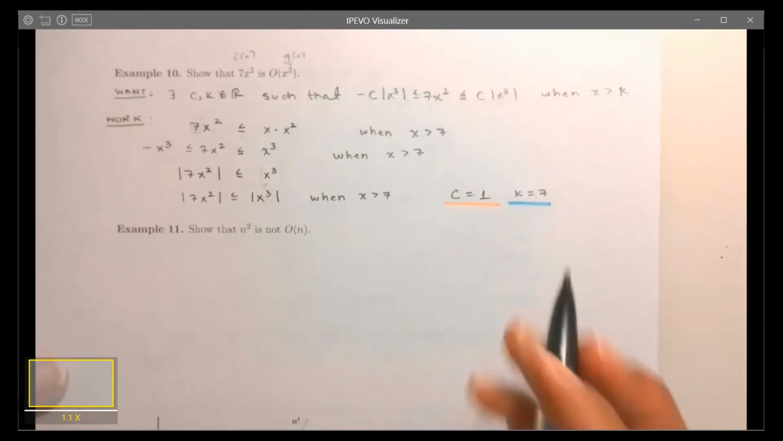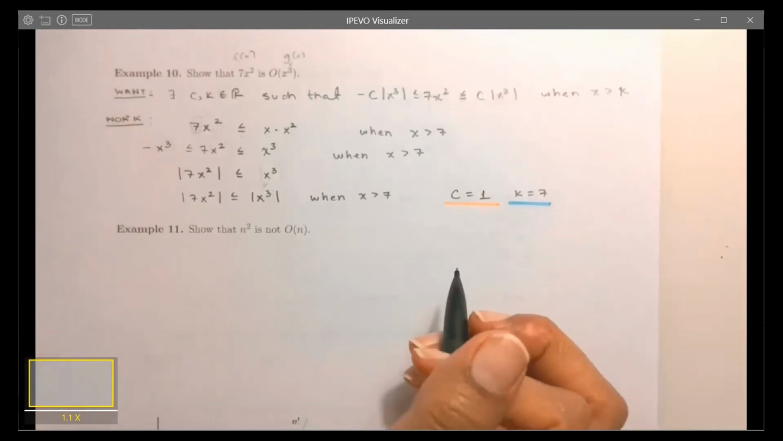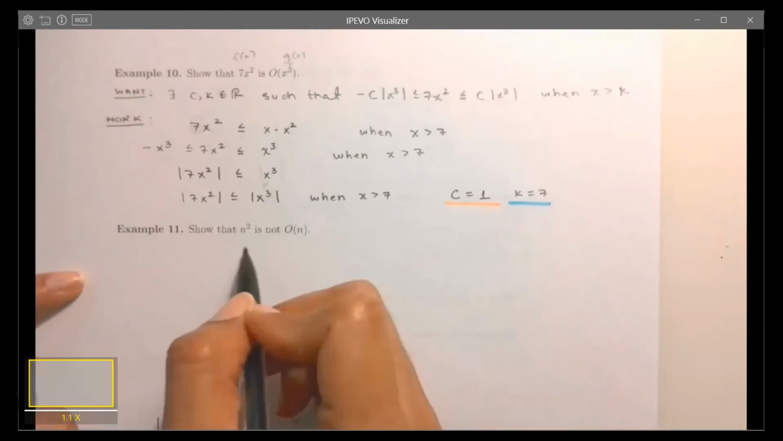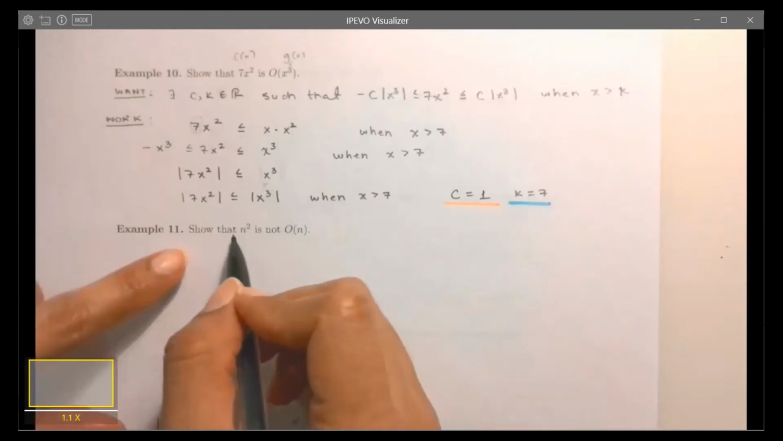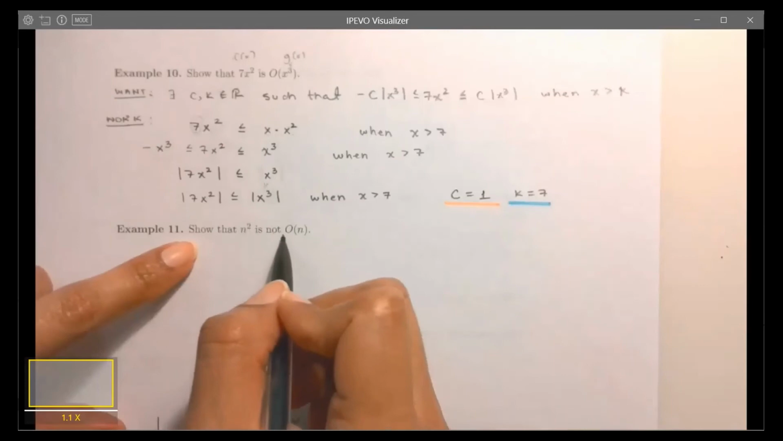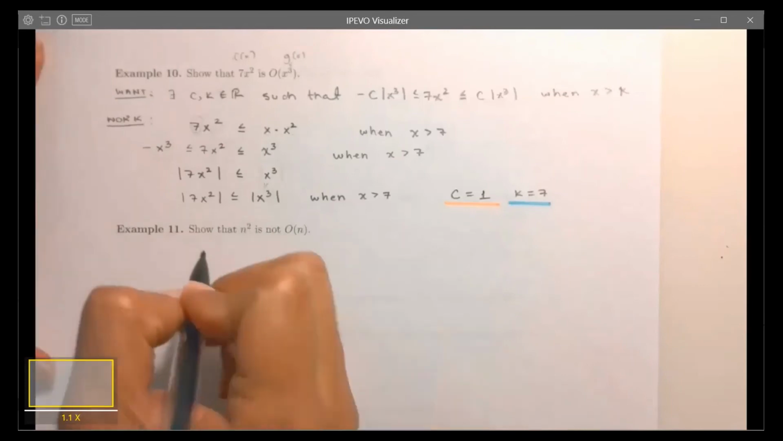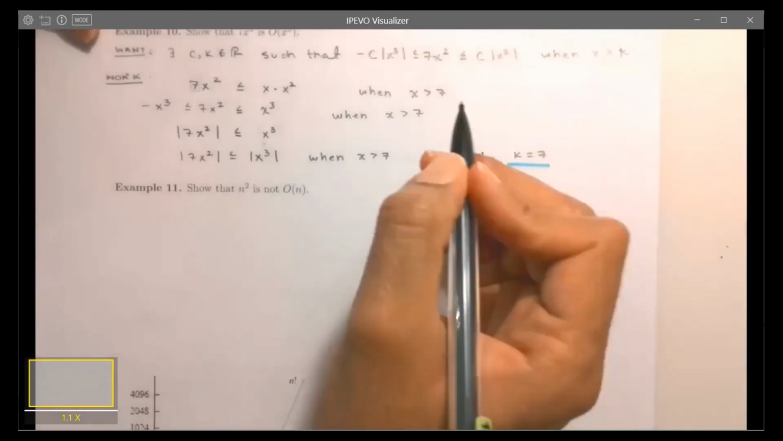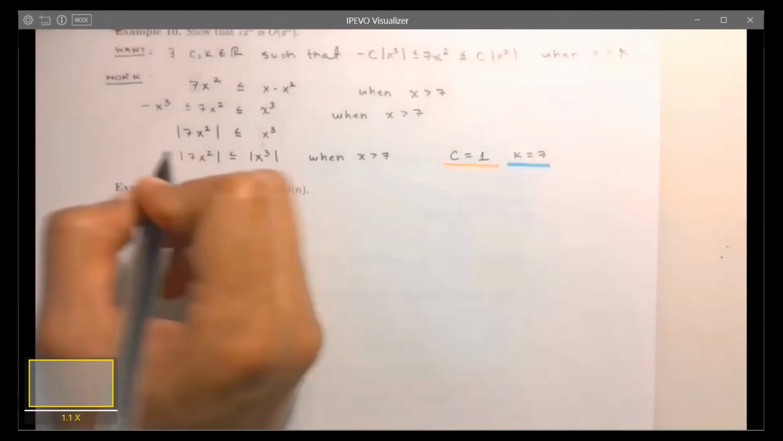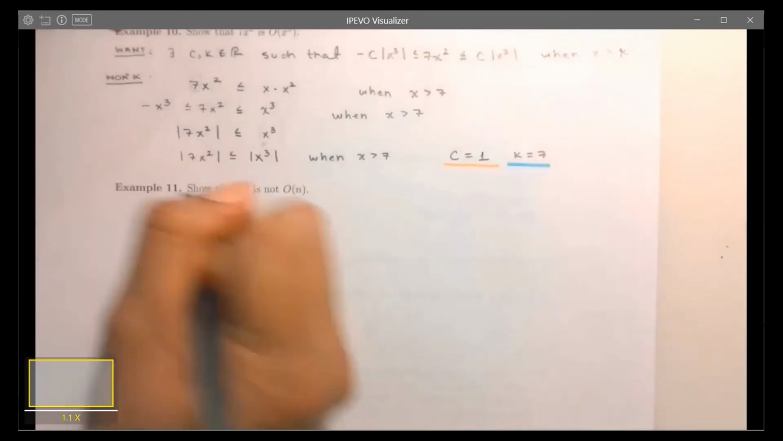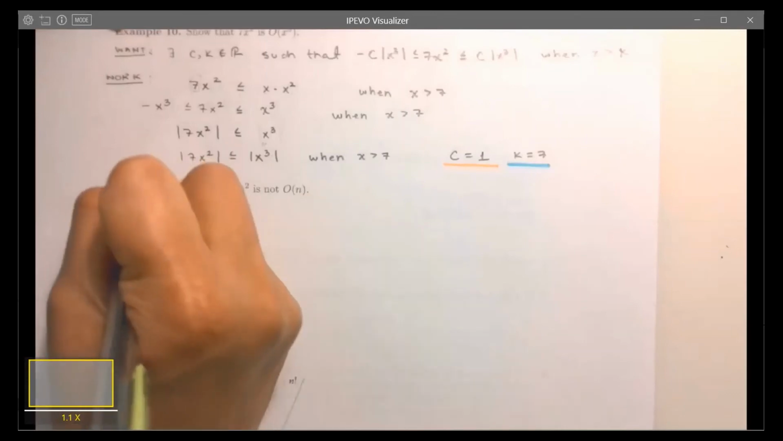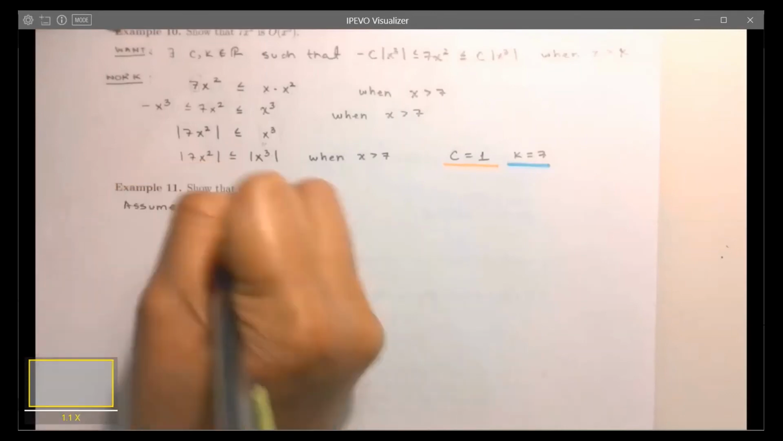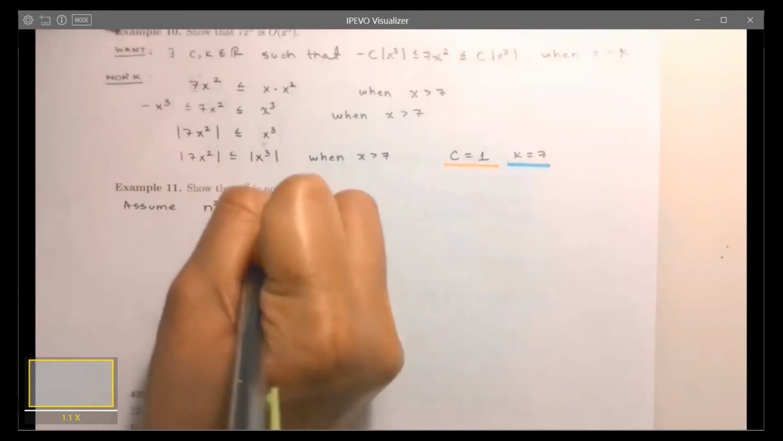Okay, and one more example. We want to show that n squared is not big O of n. So how do we show that it is not big O of n? We're going to do it by contradiction. So we're going to assume that n squared is big O of n.